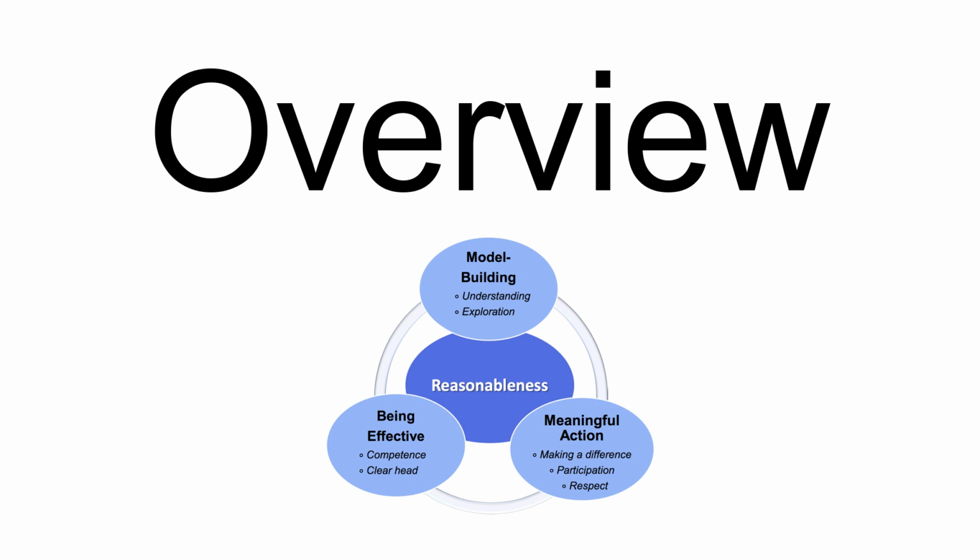It suggests that mental models help people recognize objects and circumstances, predict and evaluate possible future outcomes, and decide on actions. Being effective: this focuses on helping people utilize knowledge effectively by developing the necessary skills, also maintaining a clear head in order to function effectively. Meaningful action: RPM suggests that people wish to use their skills to make a difference, meaning they wish to be listened to and be given opportunities to participate.